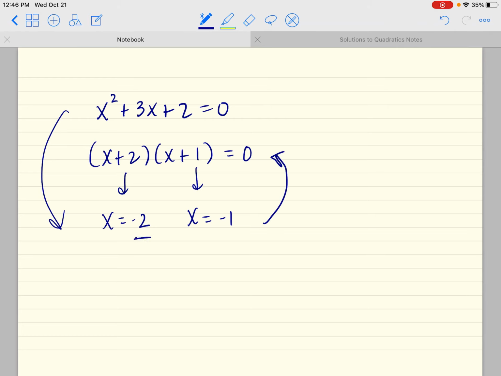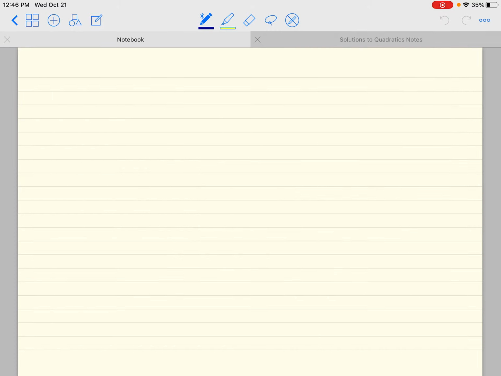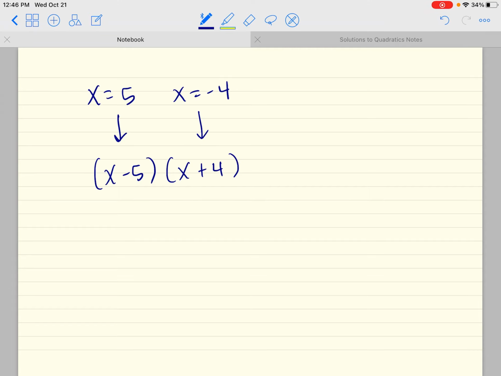If -2 was a solution, it had to be because x plus 2 was a factor, right? And if -1 was a solution, it had to be because x plus 1 was a factor. So again, let's say 5 was a solution, and let's say -4 was a solution. If 5 is a solution, it's because we had x minus 5 as a factor. And if -4 is a solution, it's because I had x plus 4 as a factor.